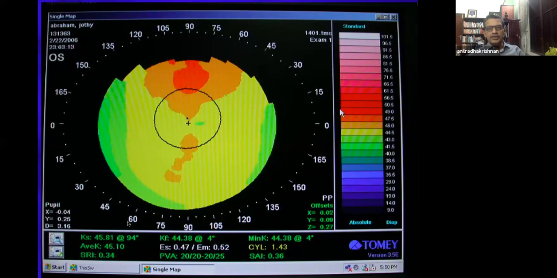There are other things which you need to look into, which are basically the steep keratometry, the flat keratometry, the minimum K value, or the cylindrical power. Then there is something called the surface regularity index and the asymmetry index, which I'll be coming into later.